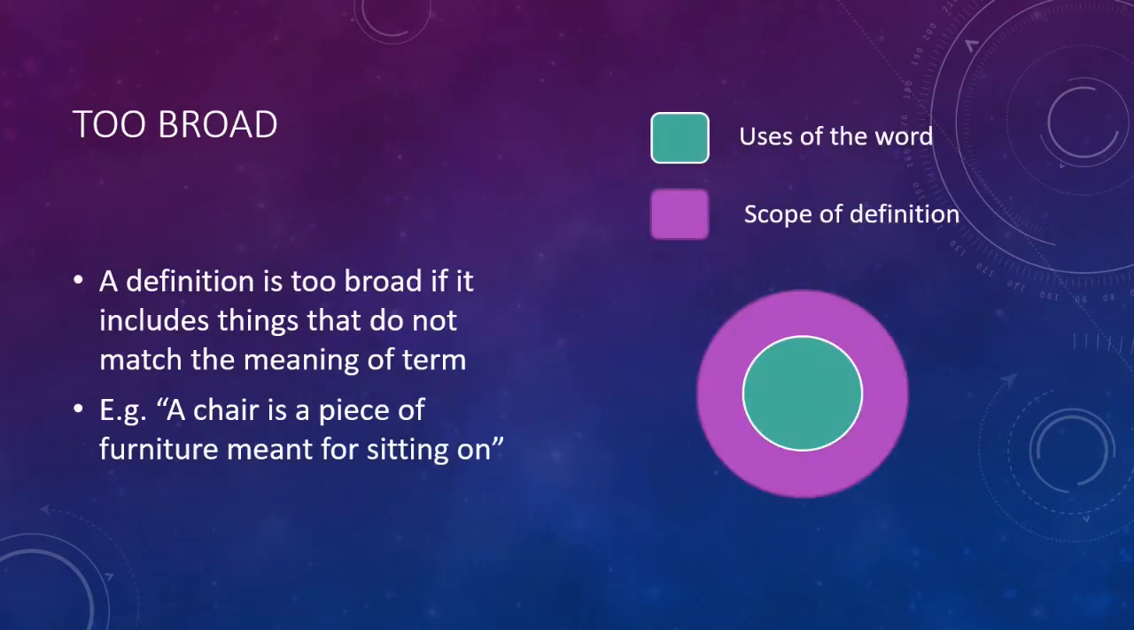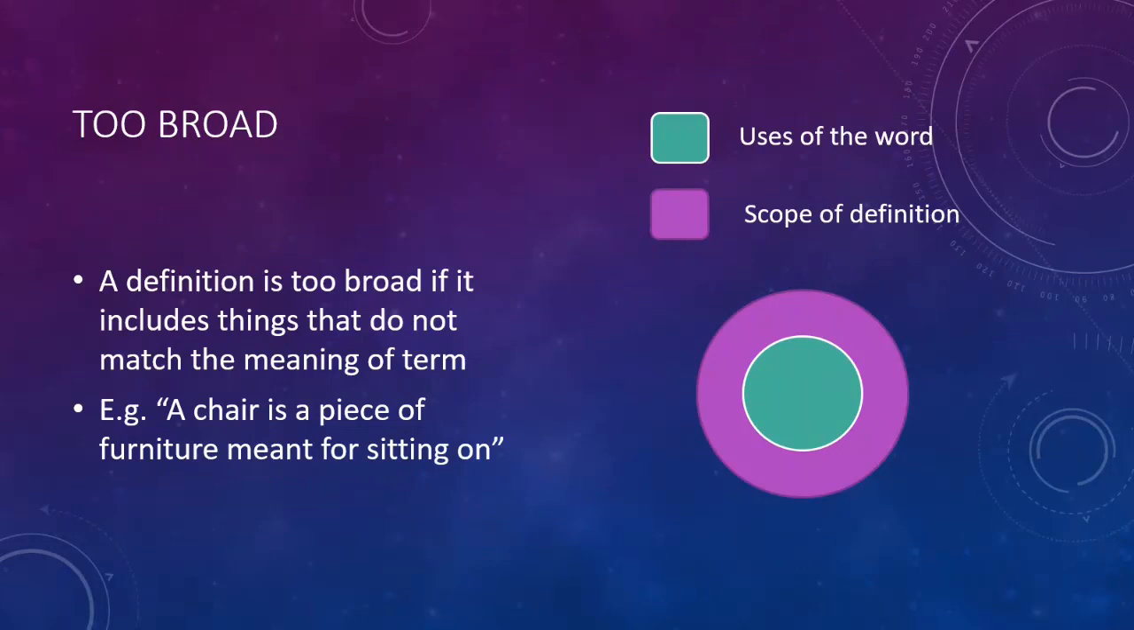So something is too broad if it's too inclusive. Remember, the job of a definition is to draw a circle in the world. And inside the circle is supposed to be all the members. Outside the circle is supposed to be all the non-members. So a chair is a piece of furniture meant for sitting on. Includes too much stuff, right? It includes all the chairs, I take it, except that one weird chair in your aunt's front hallway that's covered in plastic. It's the not for sitting chair.